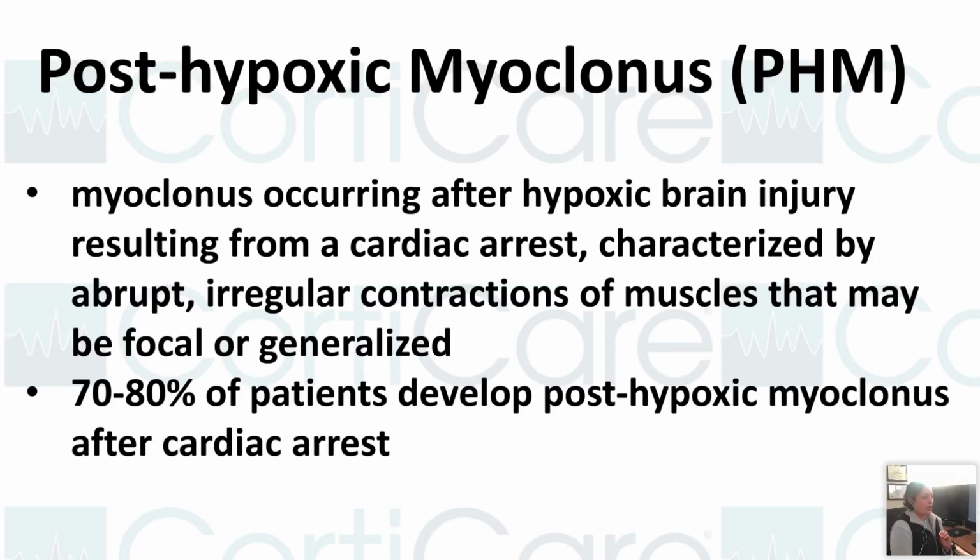So there will be abrupt, irregular contractions of the muscles. So now we know the motor strip in the brain, the higher cortex is controlling the skeletal muscles, right? So because of irregular activity of those neurons, these movements will be abrupt. There will be irregular contractions. This can be focal or can be generalized. And almost 80% of the patients after cardiac arrest, they develop post-hypoxic myoclonus.